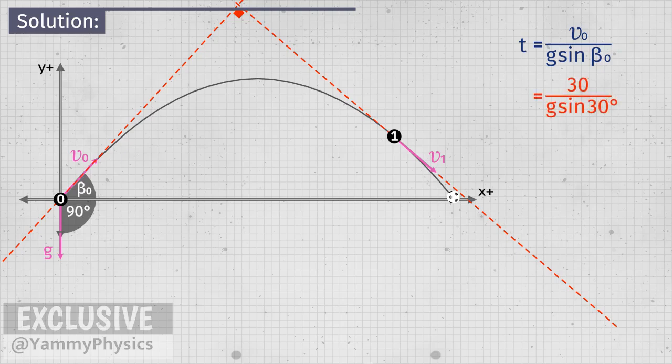Both of these values are written on the problem sheet. Everyone knows that the sine of 30 degrees is half. T is equal to 6 seconds. This is the time required for the particle to reach the point where the velocity at that point will be perpendicular to the initial velocity.